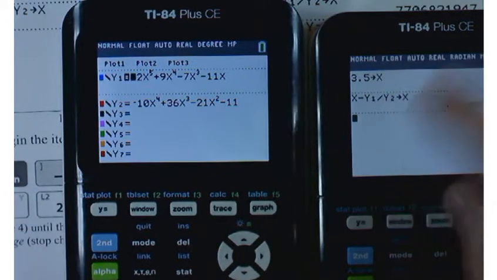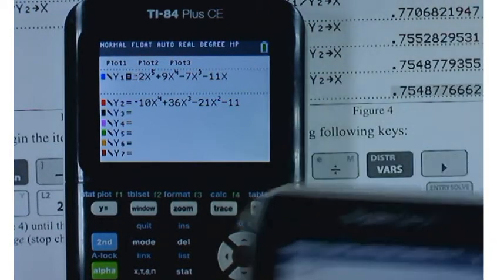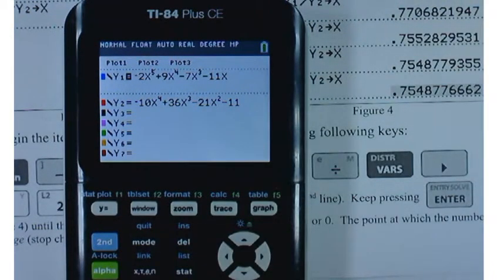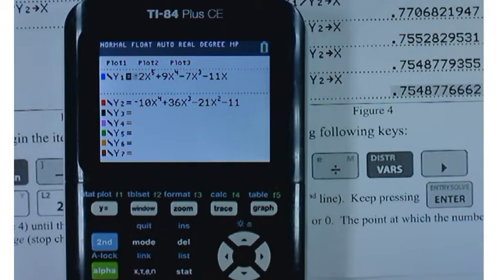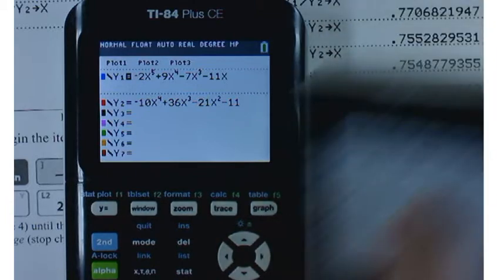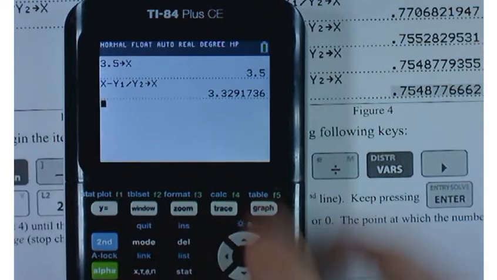Oh, boy, that's strange. I'm not sure what's going wrong there. 3.5. There's got to be a subtle mistake in something. Oh, that's your 7x squared should be 7x cubed. There you go. Okay. All right.